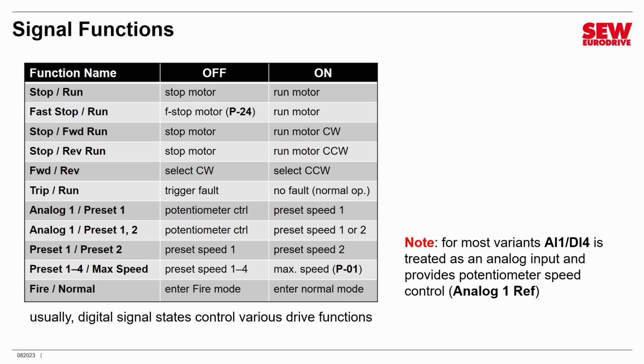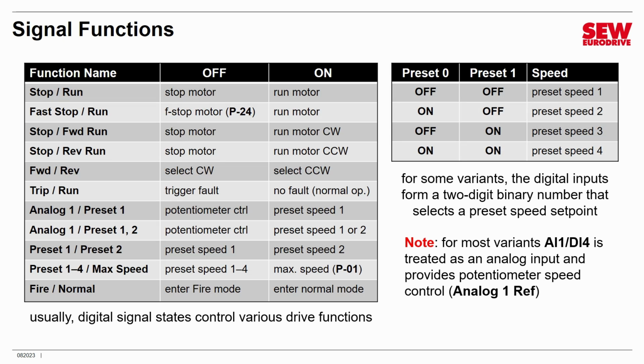And then finally, there's what's called the fire and normal mode. This is something only the MOVITRAC LTE-B Plus supports, something called fire mode. We'll talk about that in another session. If it's off, you're in fire mode. If it's on, you're in just normal operation mode. And then finally, for some variants, digital inputs can form a 2-digit binary number that selects between 4 different speed set points.